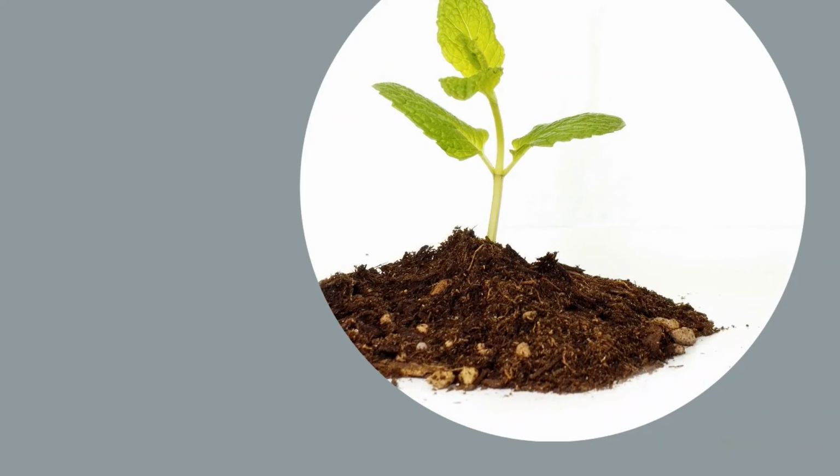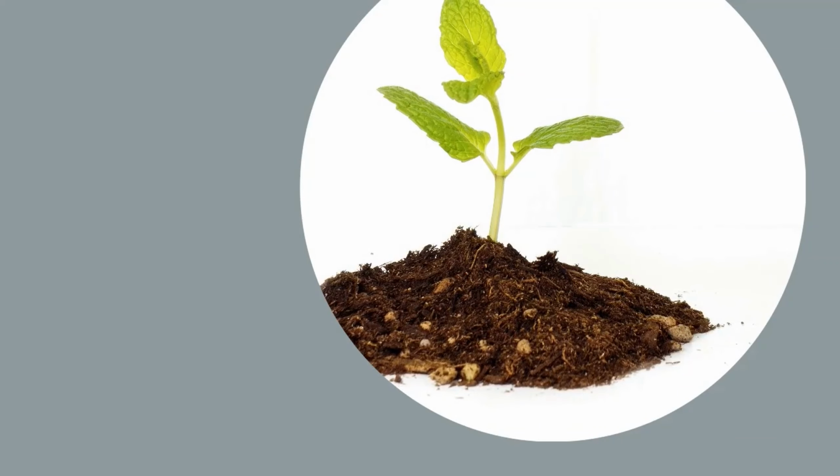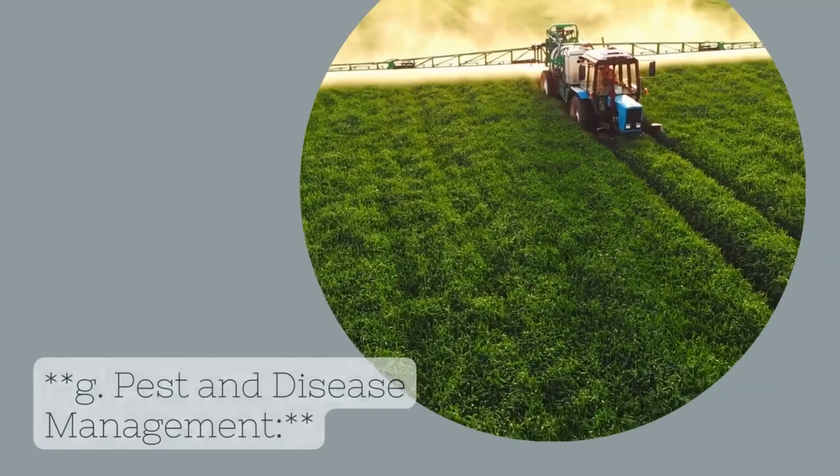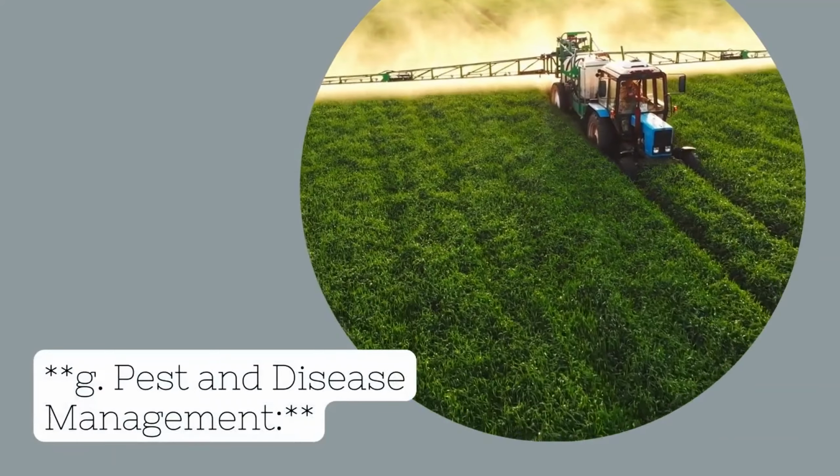F. Soil compaction. Soil compaction can restrict root growth and nutrient uptake, leading to stunted plants. Avoid heavy machinery on wet soils to prevent compaction. Implement practices like cover cropping and reduced tillage to improve soil structure and reduce compaction risks.